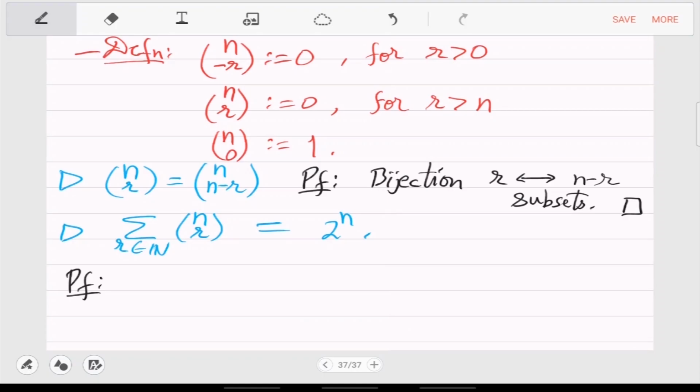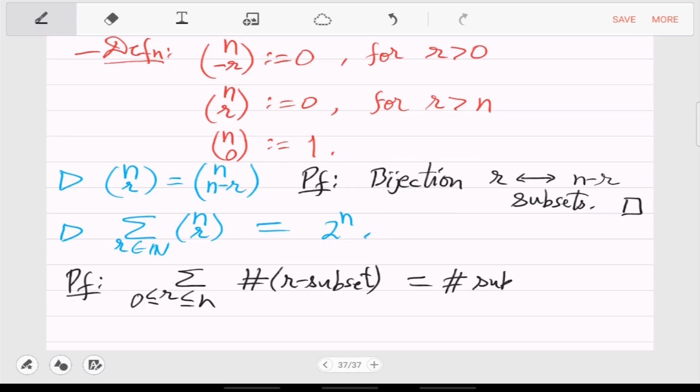This is the sum of number of r subsets for all r, which is the same as saying that you are counting all the subsets. There is no r, right? There are n elements, either you pick or don't pick. So it's 2 raised to n. So that is the simple combinatorial proof.